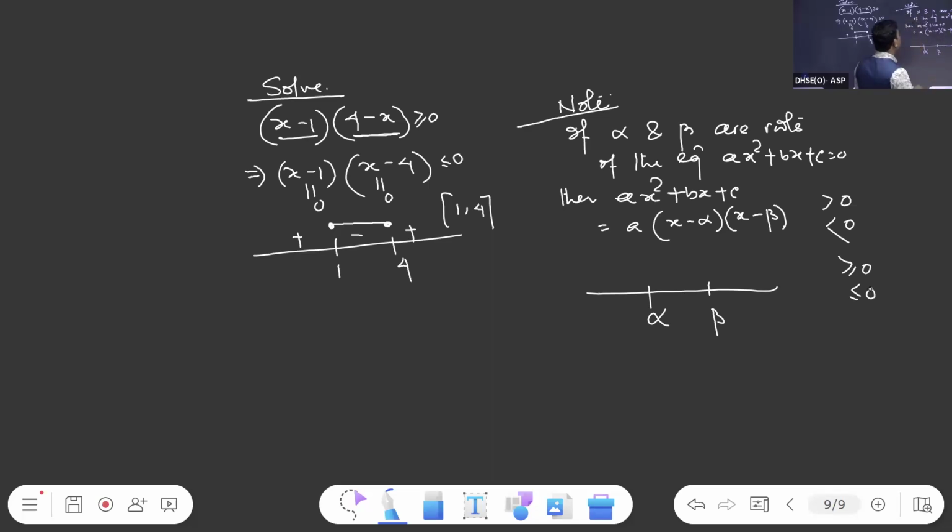If the equality symbol is there, then critical points will be included. If the equality symbol is not there, then critical points will be excluded, right? If greater than 0 is there, then you have to take the extreme regions. Extreme regions means this region and this region. If less than 0 is there, then you have to take the mean region, that is the middle region. Okay. So if you follow these steps, directly in one step you can write the answer. I hope it is clear to you.